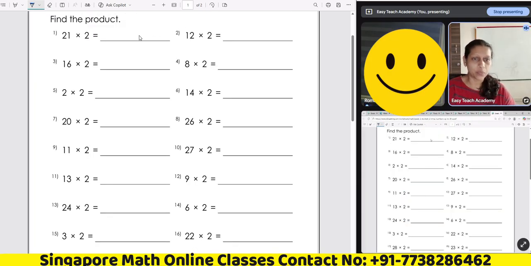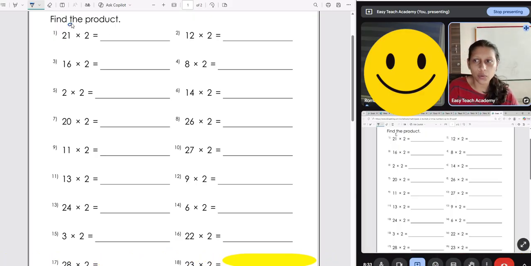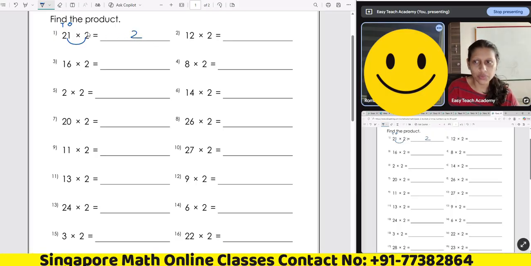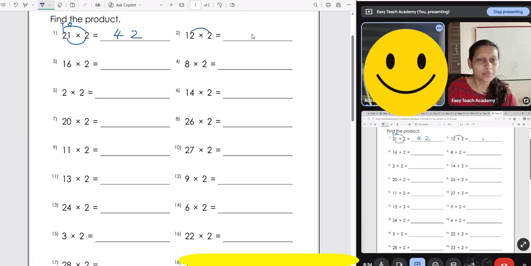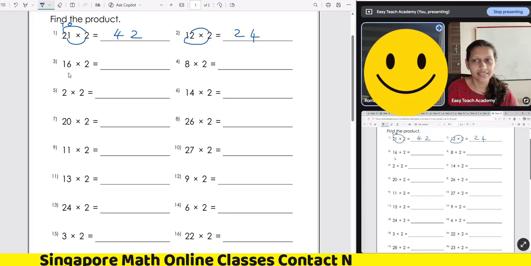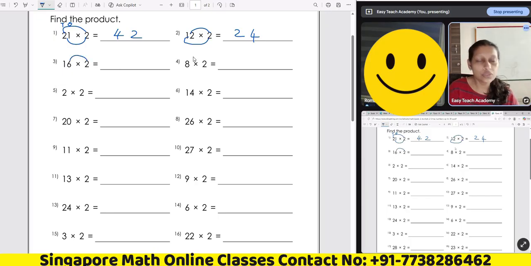Now let's do this one worksheet. 21 multiplied by 2. This is your ones and this is your tens. 2 times 1 is 2. Right here 2. Now 2 times 2 is 4. So your answer is 42. Amazing. Next sum. 2 times 2 is 4. 2 times 1 is 2. Answer is 24. Good girl.